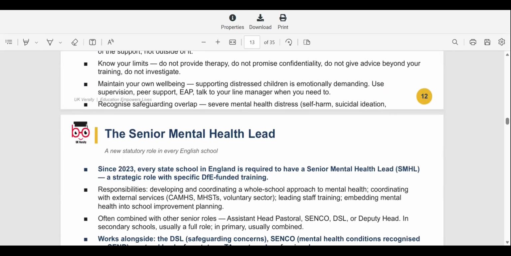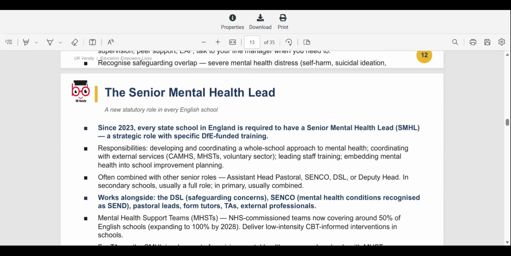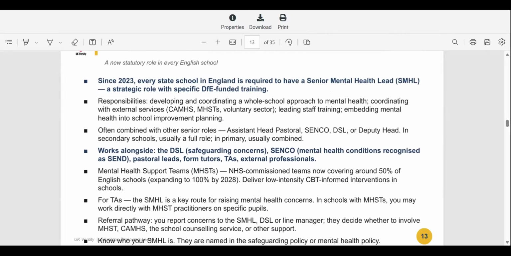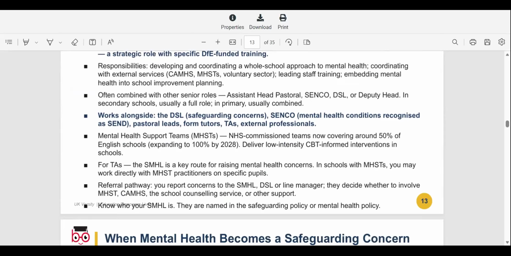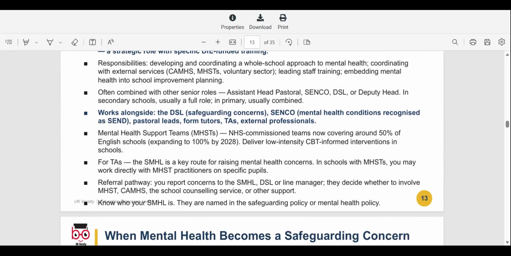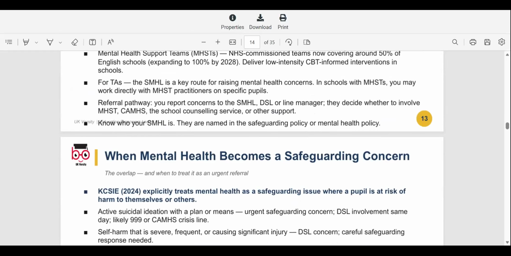The senior mental health lead is a strategic role championed by the UK government, which oversees a coordinated whole school approach to mental health, and its responsibility is to coordinate with CAMHS. It may be with external organisations, and it works alongside the safeguarding lead if there are any mental health issues. It works alongside other members of senior leadership, and makes sure that they are regularly monitoring and evaluating any elements of it.